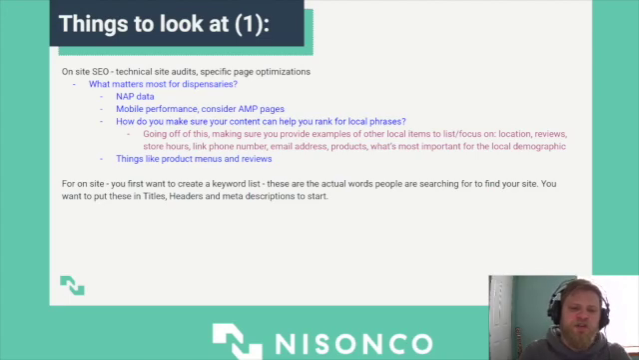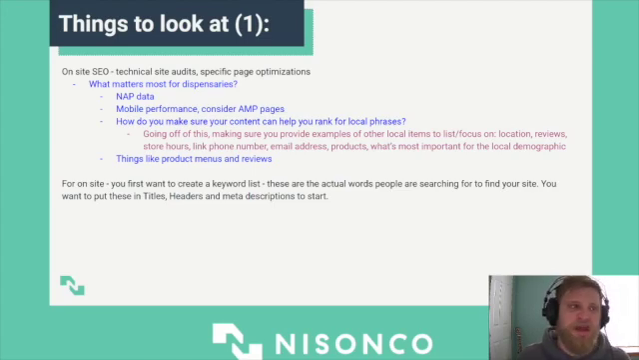So how do you make sure your content can help you rank for local phrases? You might want to focus on location, reviews, store hours, phone number, email address, products. What's the most important for your local demographics? On top of on-site SEO, it also delves into keyword and competition research, right? So you want to figure out what people are actually searching for to find you.